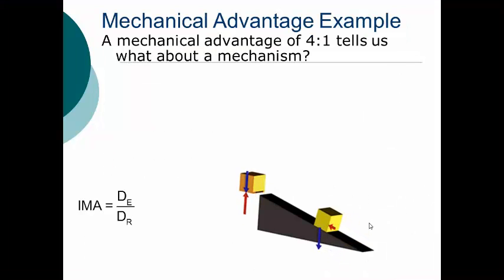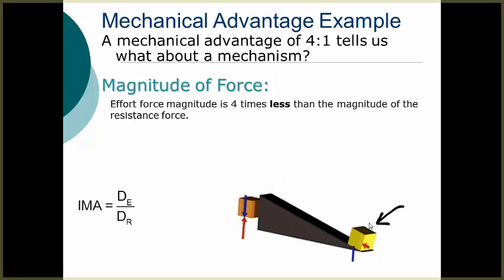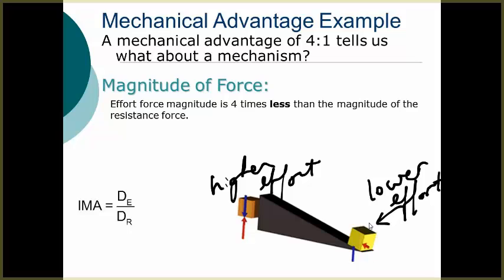Take, for example, the idea of lifting a box straight up versus using an incline to push it up the incline. If this ramp gives us a mechanical advantage of 4-to-1, what it's telling us is that the effort force magnitude is 4 times less than the magnitude of the resistance force. Okay? In other words, it's going to take a lot less effort to push the box up the ramp than to pull it straight up.